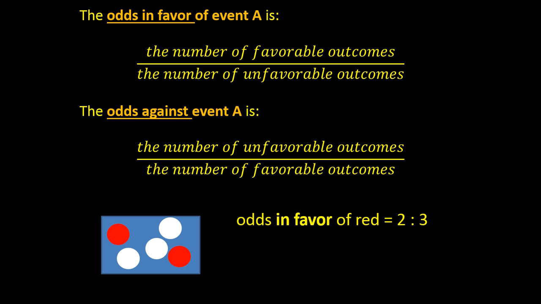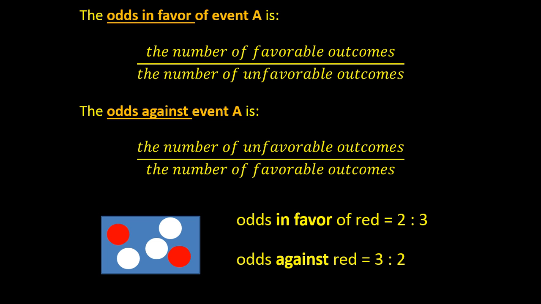Odds are a ratio, and there's 3 ways that we can write ratios. We could write something that looks like a fraction, or we could write literally the word "to" in between the 2 things we're comparing, or as you see here, we can use a colon to separate the 2 things we're comparing.